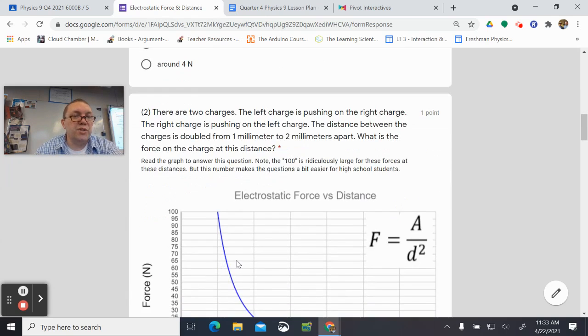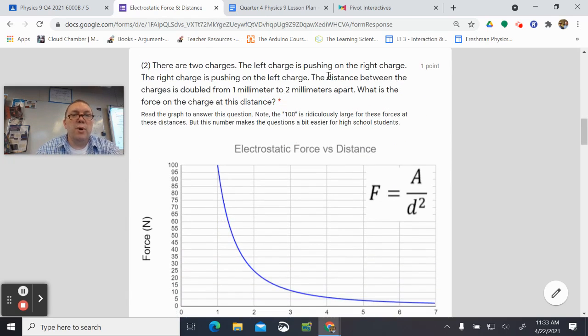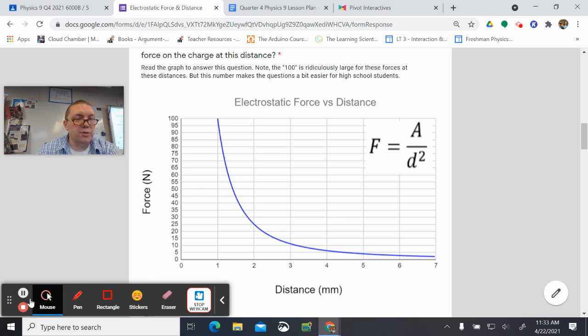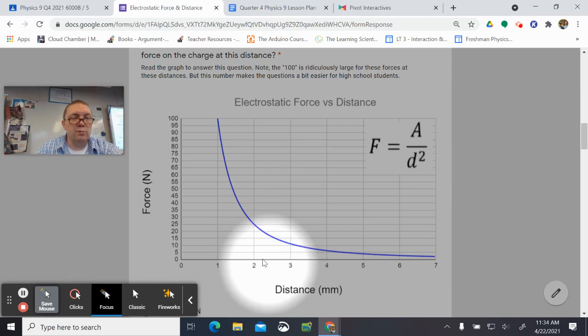And now we're saying that same graph, but now we're going to double the distance and go from 1 millimeter to 2 millimeters. What's the force on the charge? So if I double the distance, at 1 millimeter, the force was 100 newtons. At 2 millimeters, I'm going to change the mouse so it's more obvious what I'm doing again.